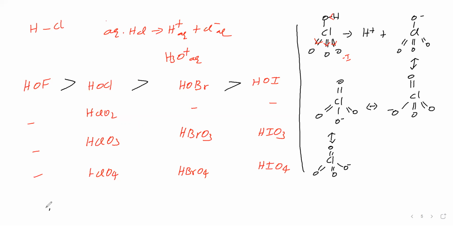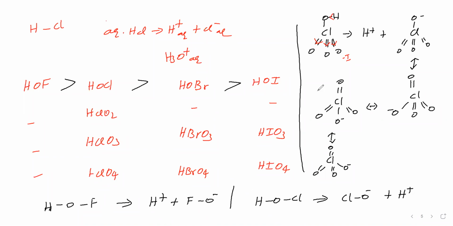Now we will take HOF. Fluorine is more electronegative, therefore we are getting H plus and FO minus. Then we will take HOCl. Here we get ClO minus hypochlorite and H plus. Now this electronegativity is 4, this electronegativity is 3. Therefore, it is pulling this bond pair to more extent when compared to this. Therefore, this bond pair is easily shifting, so its H plus donation tendency is more and it has higher acidic nature. So, using electronegativity, we have explained here.